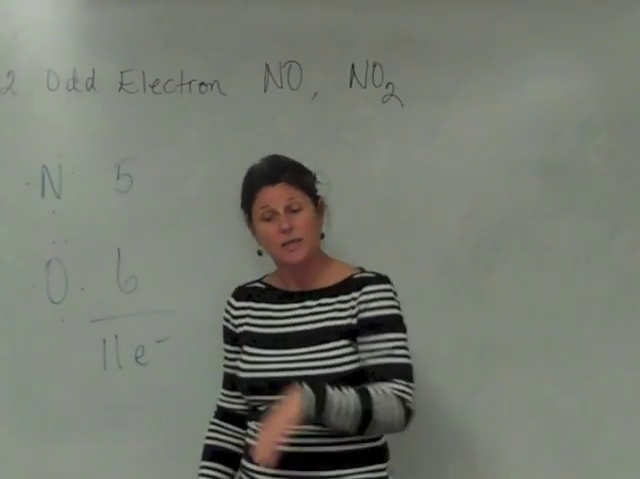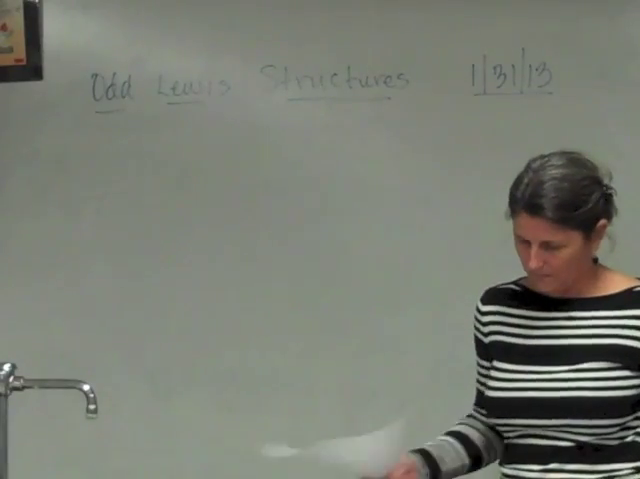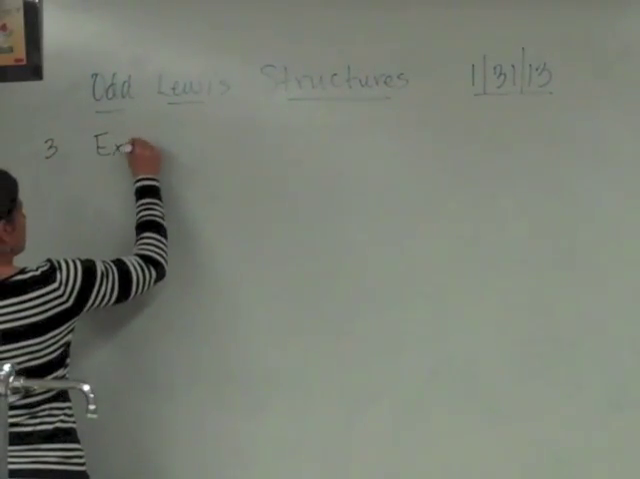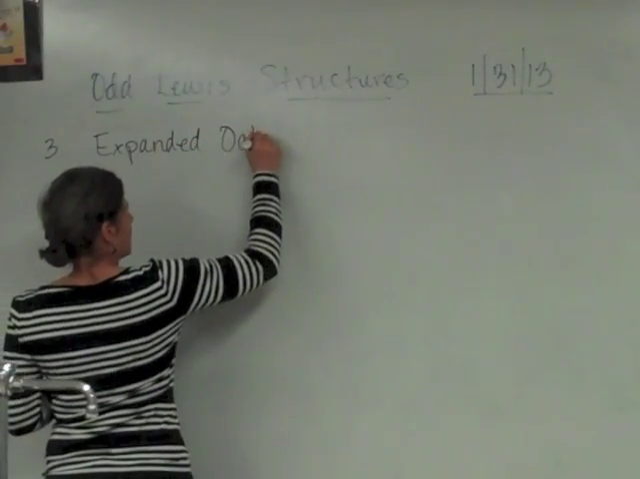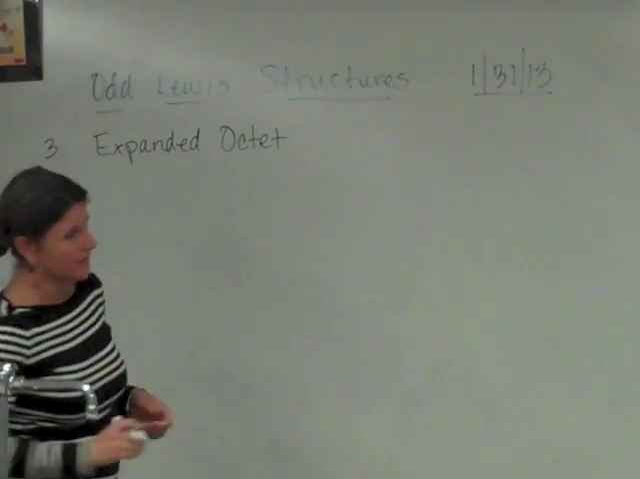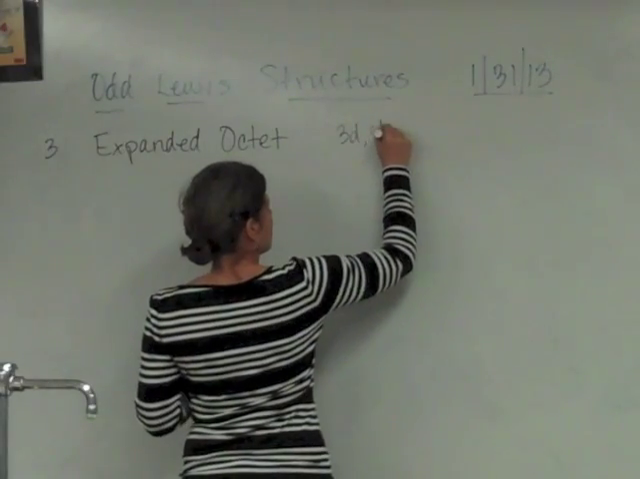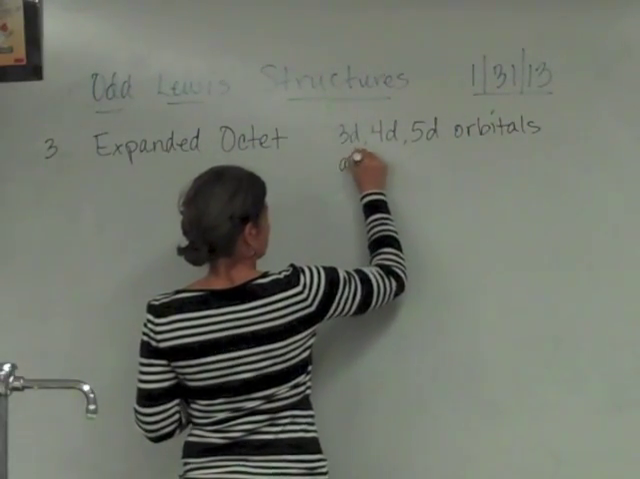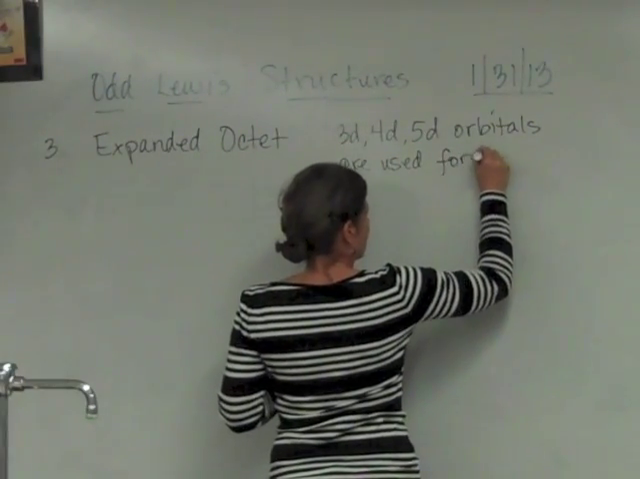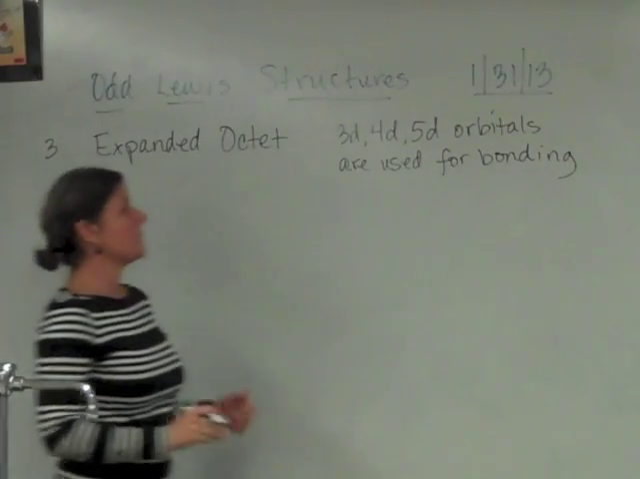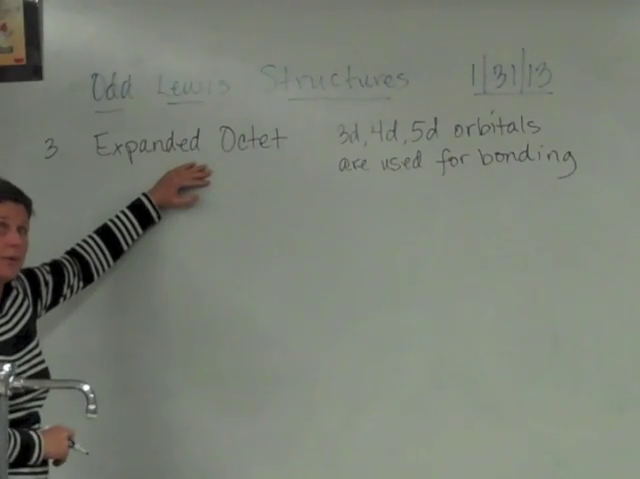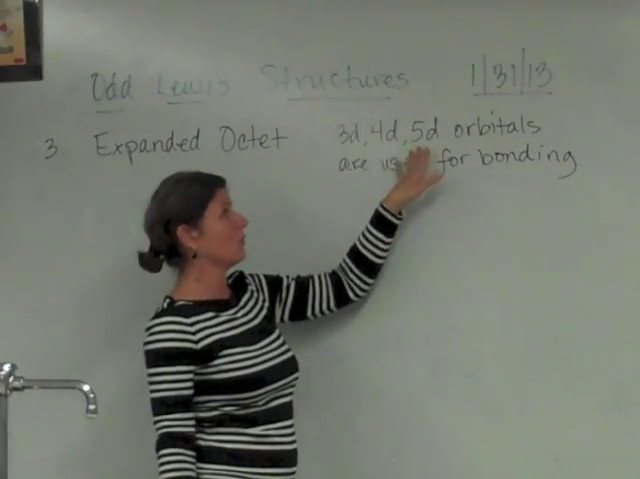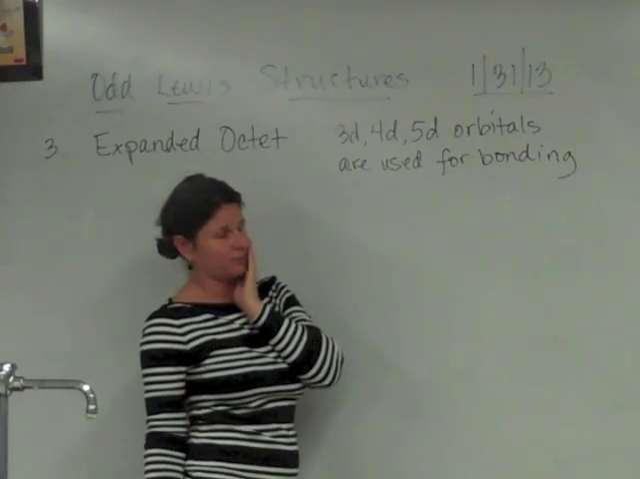All right, now the last one is the one that we are going to encounter the most. And that one's called an expanded octet. So number 3 is an expanded octet. In an expanded octet, what we find is that the 3D, 4D, or 5D orbitals are used for bonding. So what that means is that the central atom can utilize its 3D, or if it has them, 4D or 5D orbitals, to accommodate bonding.